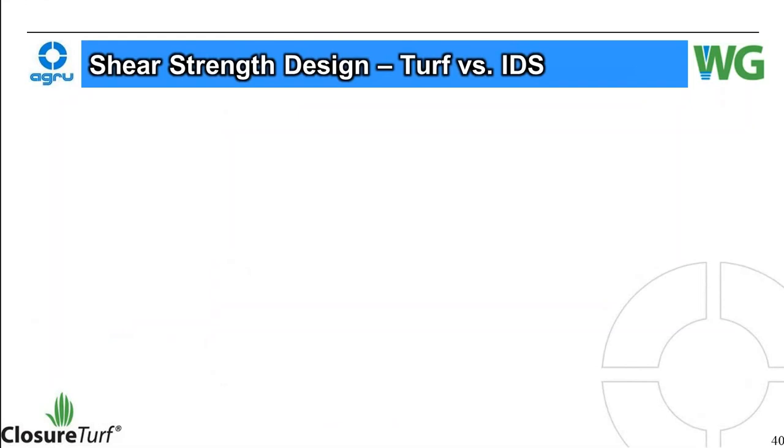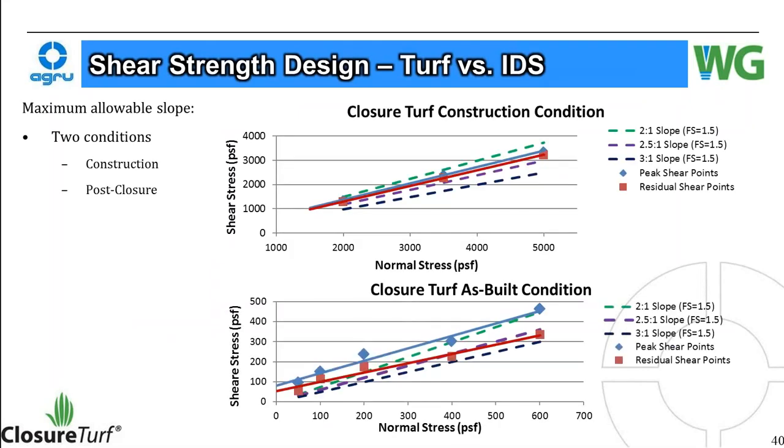Shear strength design, turf versus IDS. Well, for maximum allowable slope, there are two conditions. There's construction, and then there's post-closure. These are peak and residual shear points of turf versus the IDS studs, and then 2-to-1 slope, 2.5-to-1 slope, 3-to-1 slope, all factoring in a factor of safety of 1.5 landing here. You can see 2-to-1 slopes get a little problematic. The lesser slopes should be fine in all conditions.